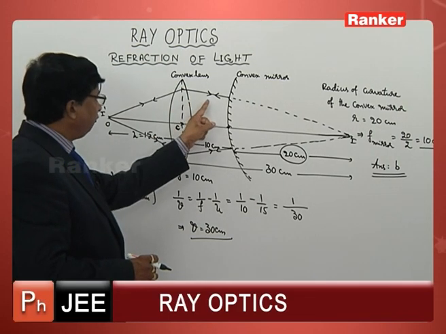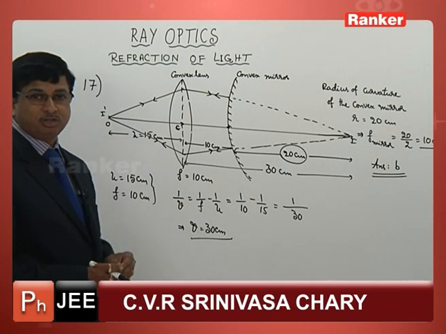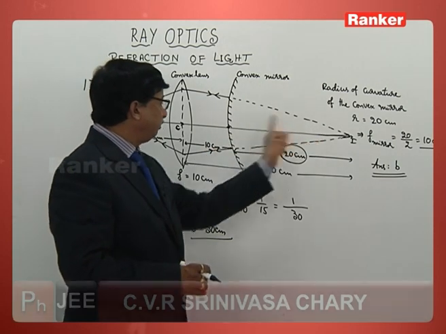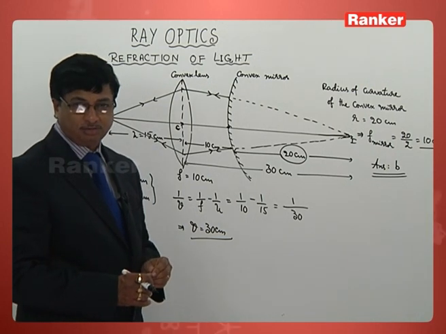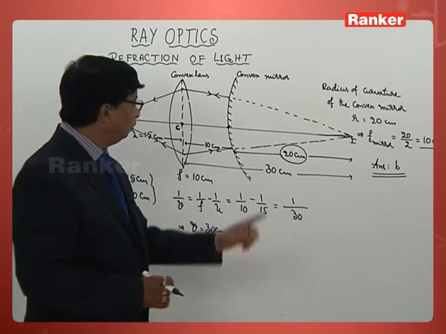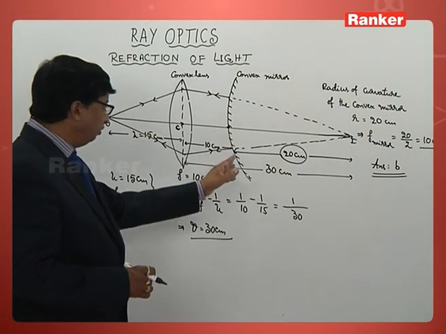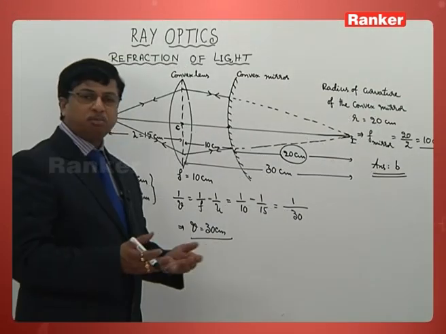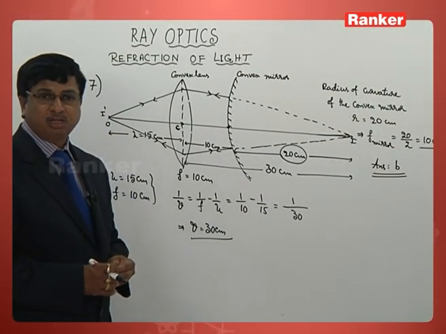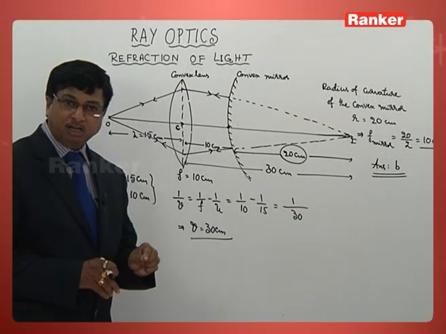So one should understand the general construction here. What is the condition for the image to coincide with the object? That is very important here. This distance from this convex mirror to the first image that is to be formed by convex lens, that should be equal to the radius of curvature of this mirror. That now must be 20 centimeter. So when R is equal to 20, automatically we can write f must be half of that value, that is 10 centimeter. As such, this is problem number 17 what we have.